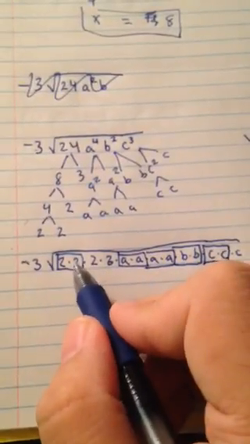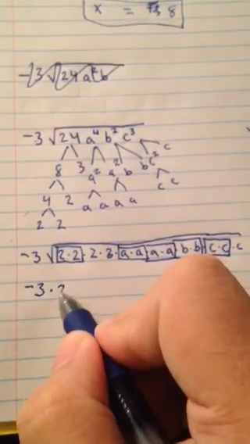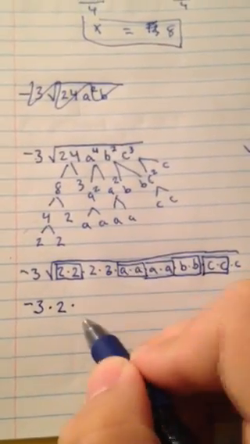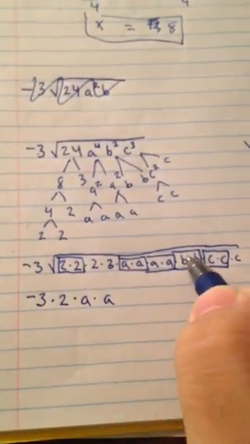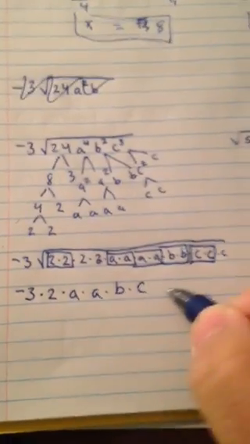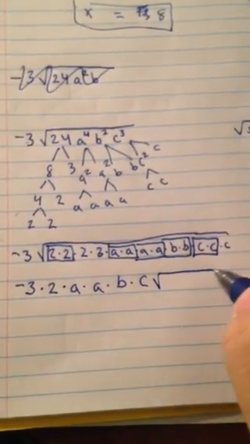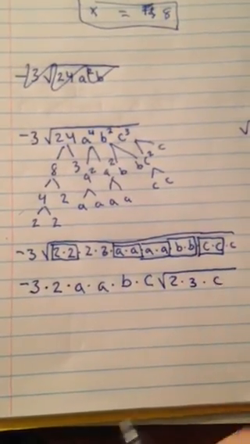So all the buddies, one of the pairs gets to go out. So negative 3 is now with 2, is now with a, is now with another a, is now with b, is now with c. And then the people who don't have buddies, they stay. So 2 times 3 times c gets left.